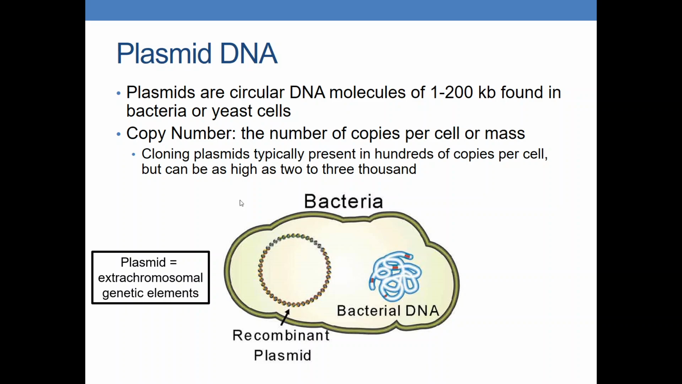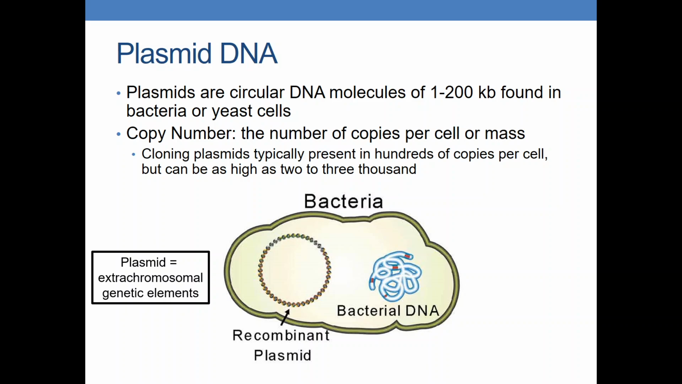In some cases, you'll see plasmids typically present in, say, hundreds of copies per cell, but others can be as high as 2,000 to 3,000. So you have low copy number plasmids and then high copy number plasmids. In the conversation that we are having here, this is important because knowledge of whether or not a plasmid is low or high copy number may be important when it comes to the consideration of the gene that you are trying to build upon, that you're trying to use in your work.